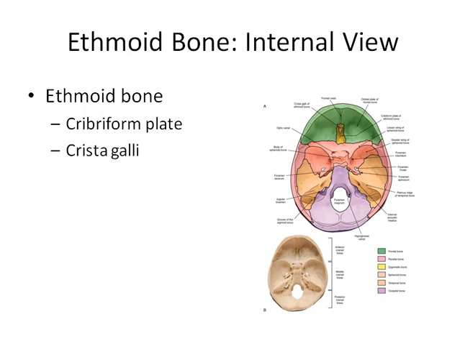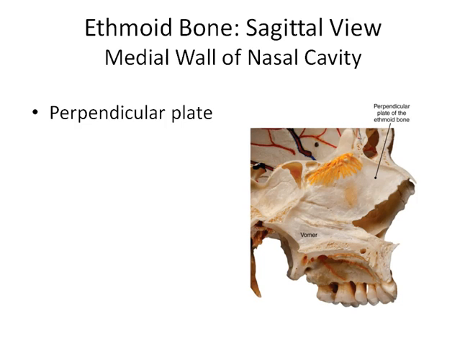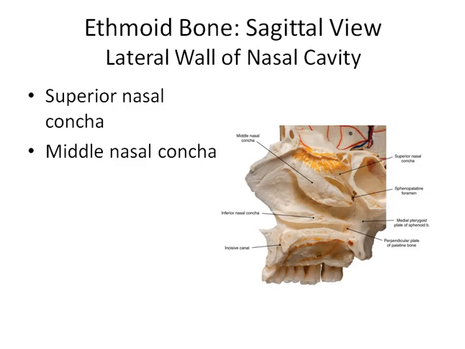Page 32 shows the internal view of the ethmoid bone. Page 35 shows the sagittal view of the ethmoid bone up to the medial wall of the nasal cavity. Take a moment to look at page 35 for the sagittal view of the ethmoid bone.